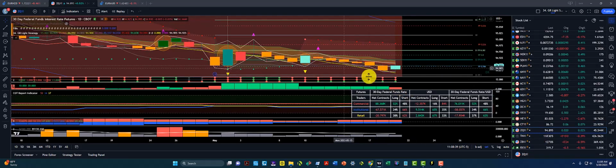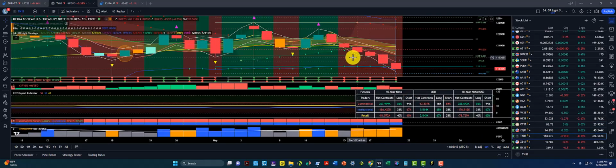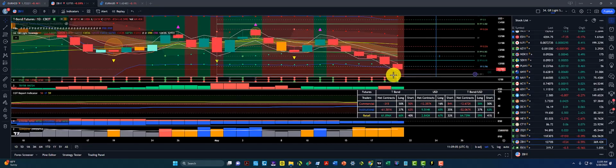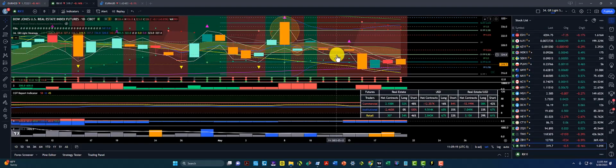30-day federal funds rate, no trade. Ultra 10-year, we already talked about the 2-year, 5-year, and 10-year did amazing all the way down. And look, you had volume and support. So, and no crowding out on the Ultra 10-year note. T-bond futures, same thing. Only trade here with follow the money and the size of the momentum. Real estate, pretty much all over the place. No trades the rest of the week.